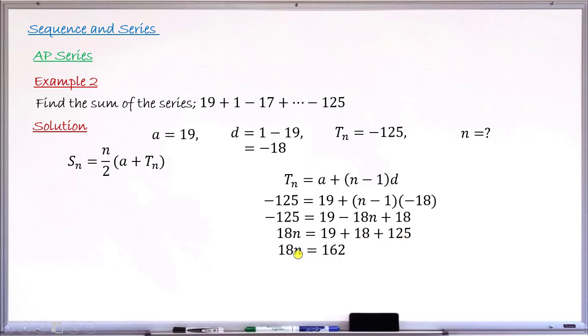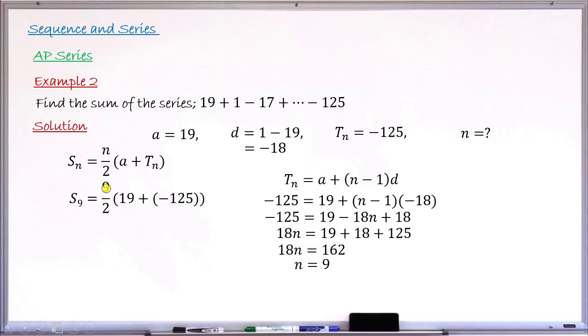So next we divide both sides by this coefficient of n to get n. That gives me n equals 9. That is 162 divided by 18 gives you 9. Which means that this minus 125 is term number 9. So if I'm to find the sum of those two terms all together, which means I'm finding the sum of the very first 9 terms. So I'll now go back and substitute. S9, n is now 9.